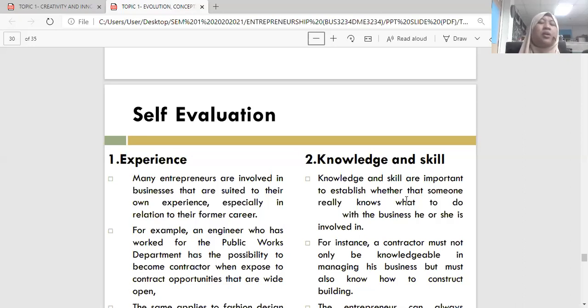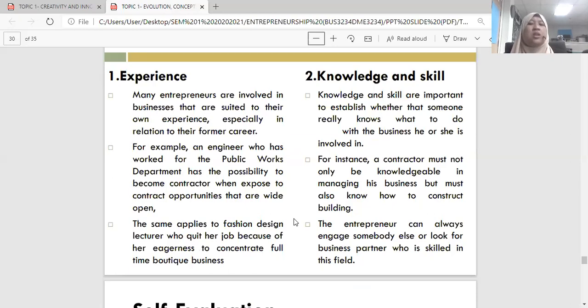Many entrepreneurs are involved in businesses that suit their own experience, especially in relation to their former career. So like me, my current career is a lecturer, and before this I also helped my mom doing business. So I use part of it, especially when it comes to communication. For example, an engineer who has worked for the public works department has the possibility to become a contractor when exposed to contract opportunities that are wide open.